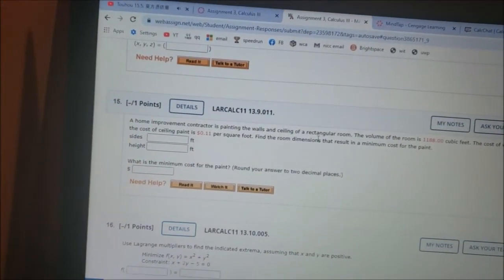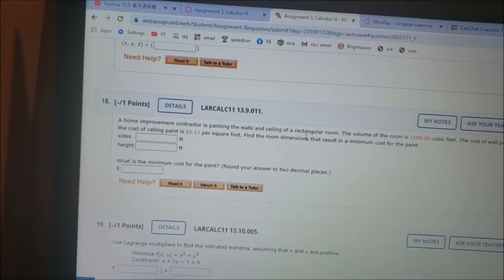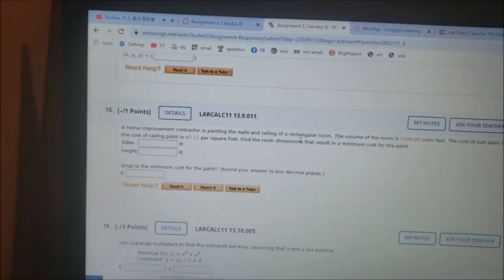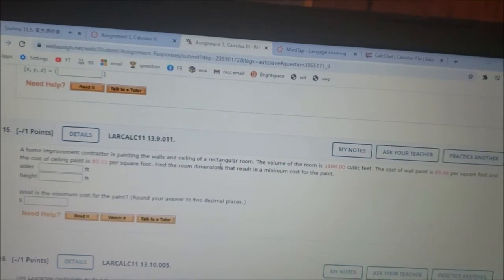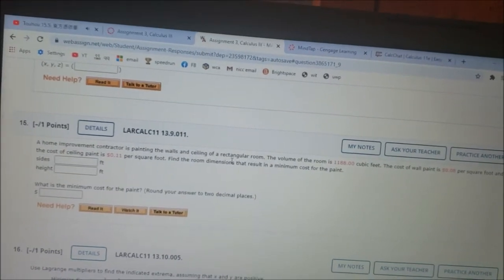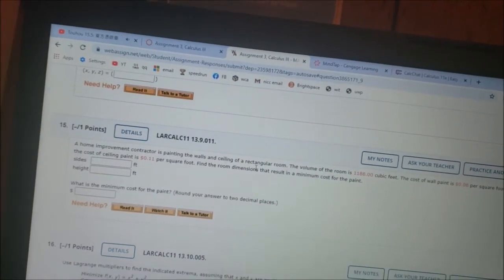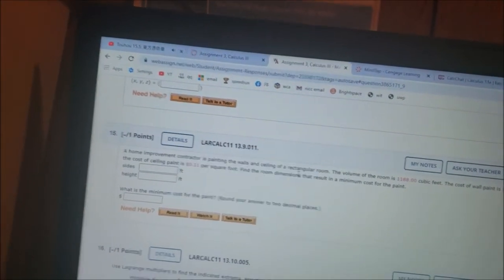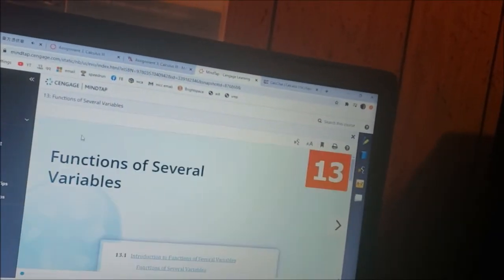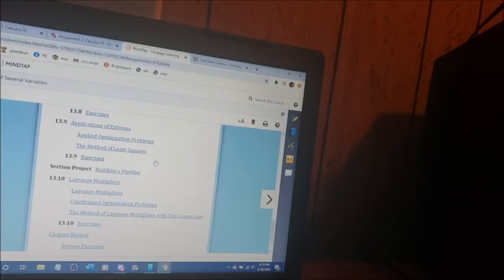And then, yay, application question. Find the room dimensions that result in a minimum cost for the paint. Oh, I've done types of those questions before, but this is probably just for 3 dimensions instead of 2 dimensions. And then, what is the minimum cost for the paint? Wait, what? Find the dimensions that result in the minimum cost, and then what is the minimum cost? Okay. So, that's 13.9. And that is applied optimization problems.